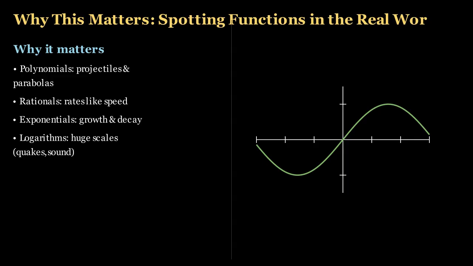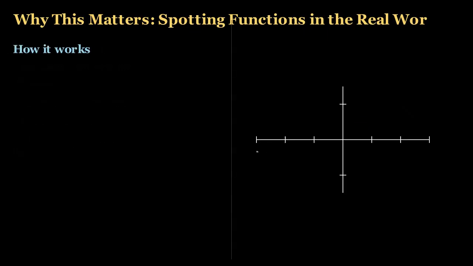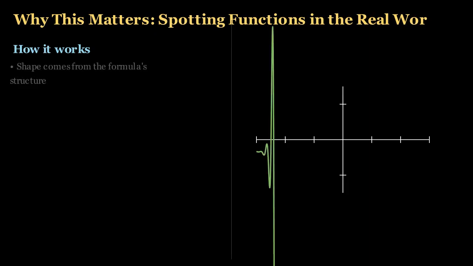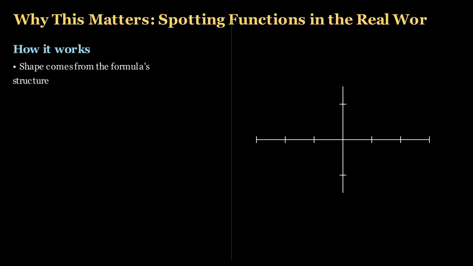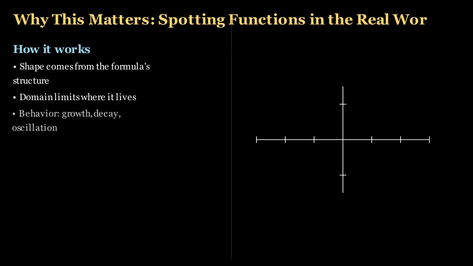How do we tell them apart? It's all in the formula's structure. A polynomial like x squared has a smooth, bowl-shaped curve. A rational function like 1 over x has a break, an asymptote, where the denominator is 0, so the function can't exist there. An exponential like 2 to the x climbs faster and faster, while its inverse, log base 2 of x, grows slower and slower. And a sine wave just keeps going up and down forever, never settling. The domain tells you what inputs are allowed, and the shape tells you the behavior. Is it shooting to infinity, leveling off, or repeating?